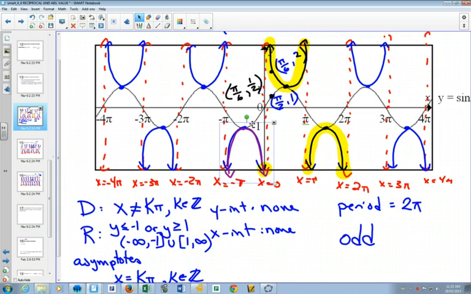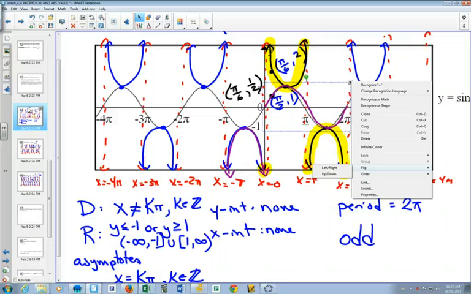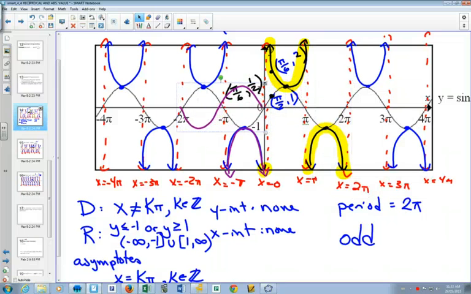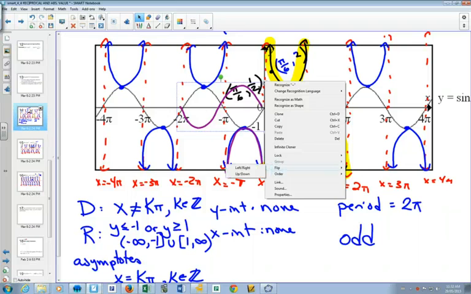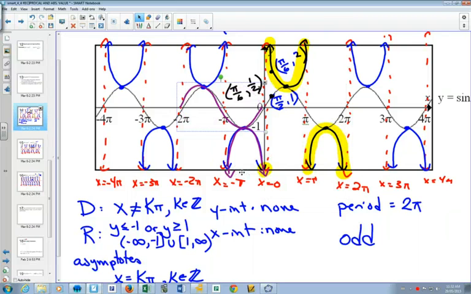Can you see that that happens with sine as well? If you take your sine graph, and I take that graph and first flip it over this way, and then I flip it down, it matches up perfectly. That's the definition of an odd function.